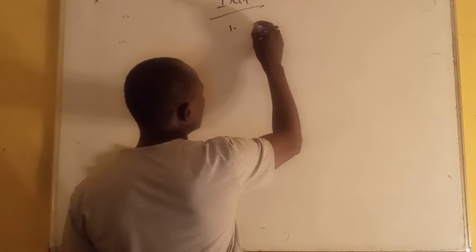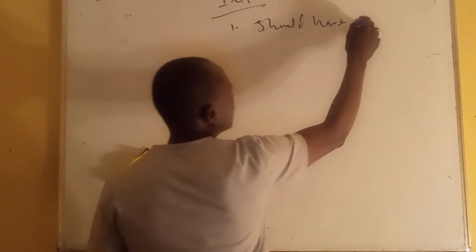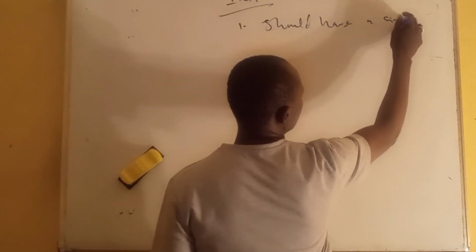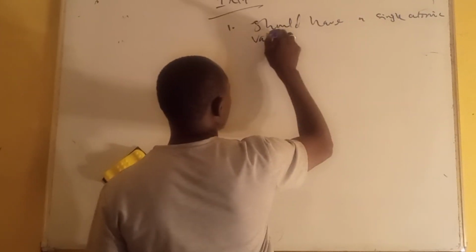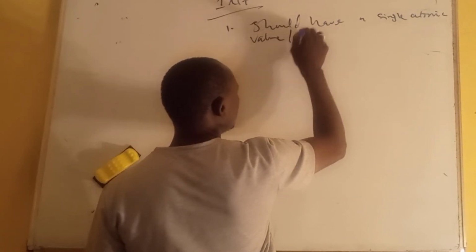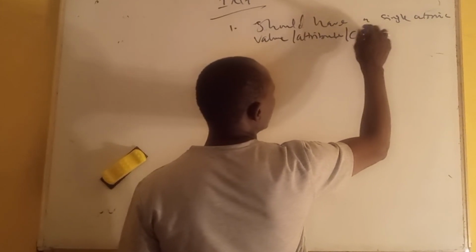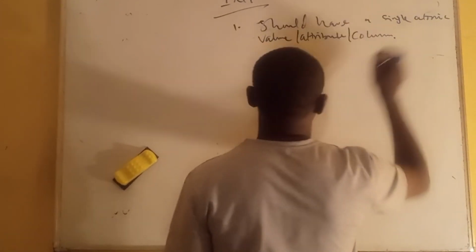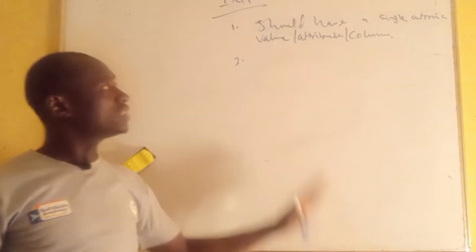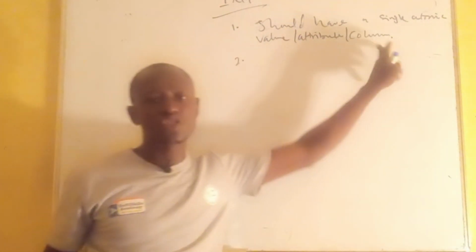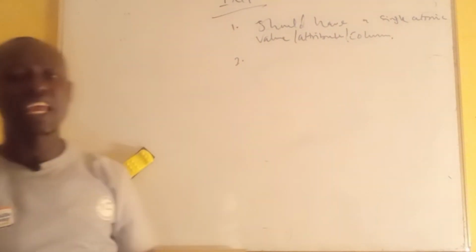The first condition: it should contain a single atomic value or attribute or column. Are we together? That's number one. Number two, the values that are going to be stored in these mentioned areas should be of the same domain.